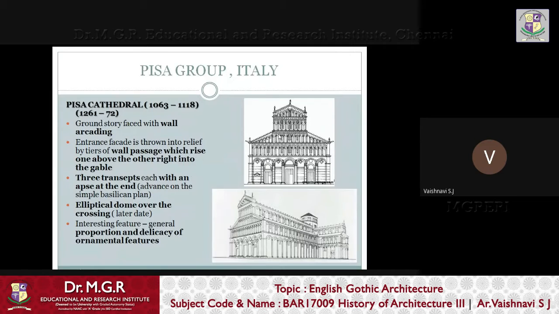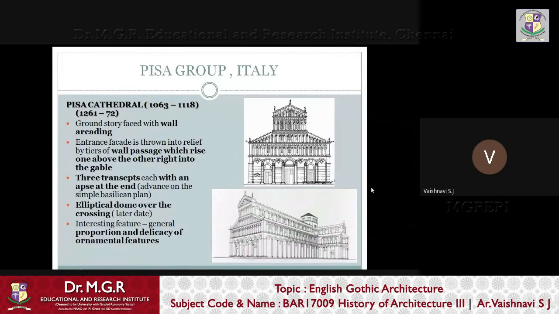So the aisle had 2 to 3 story height. It was going more and more above here, and in the ground floor they had a wall arcading. So the arcades were done near the wall itself, and the entrance facade ran right into the gable. So the entrance facade, see, these are called the gables.